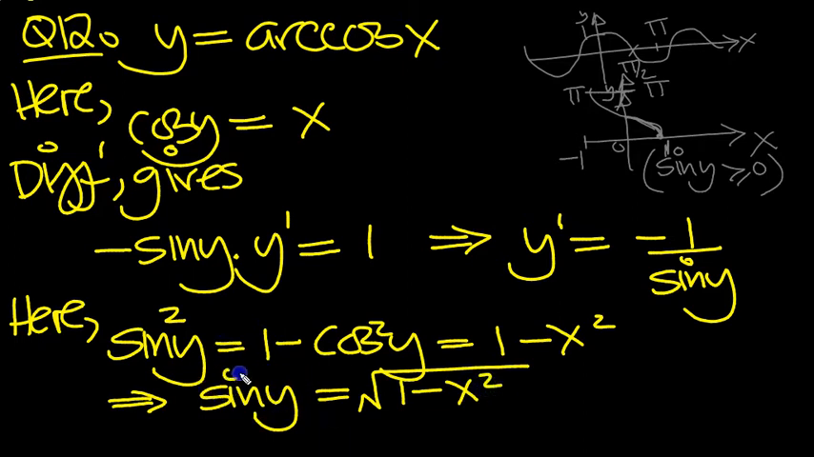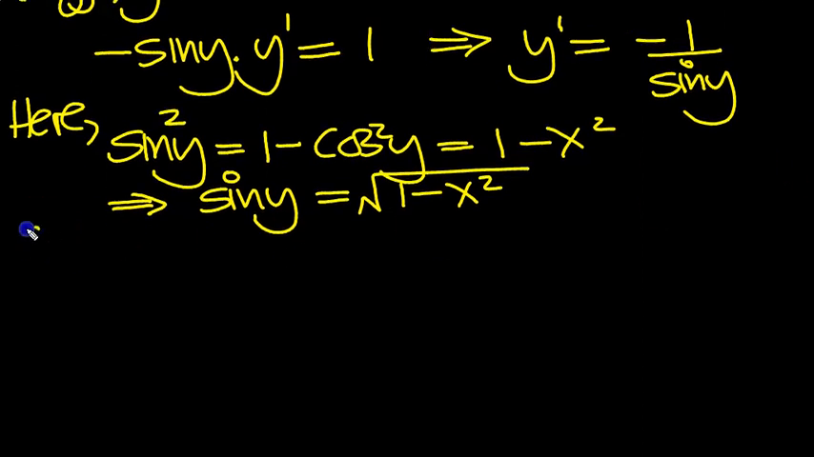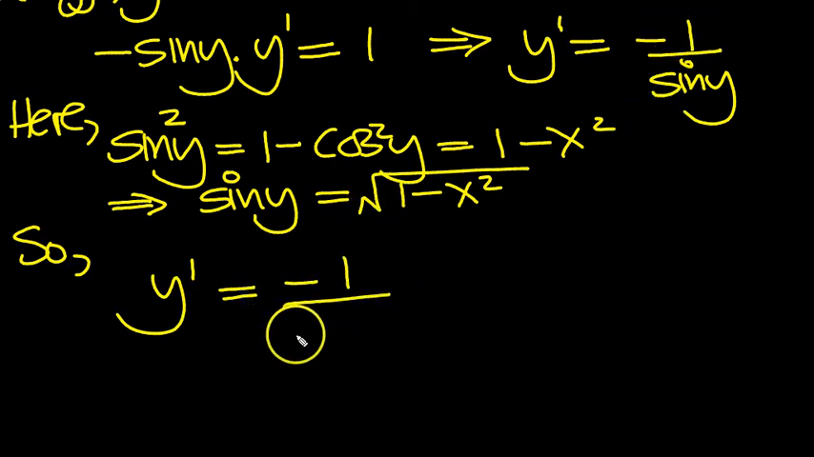And the y value range that we're taking in this problem goes from 0 to pi, doesn't it? And we know that the sine is positive in that range, and that's why we don't need the negative square root. It's just the positive square root that is the solution here in this case. So we've got sine y is equal to that, and now we can just put those two things together. So y dash then is equal to minus 1 over sine y, which is the square root of 1 minus x squared.